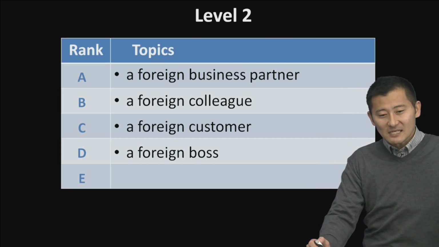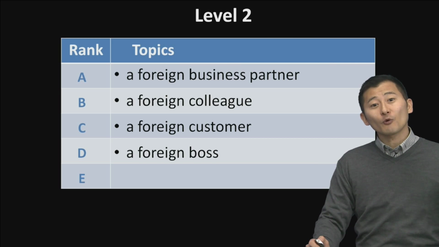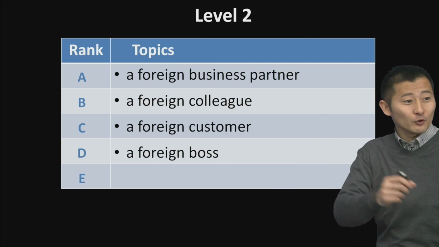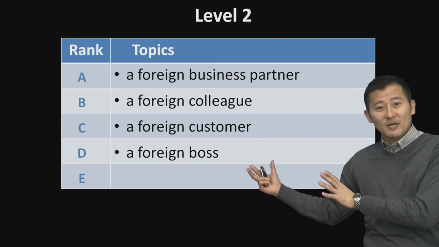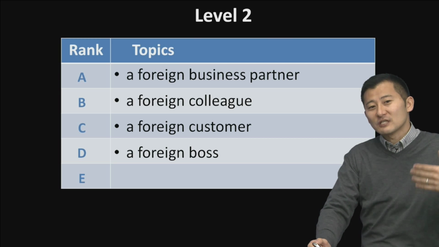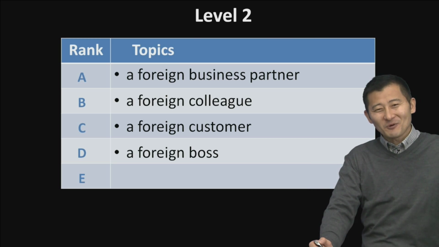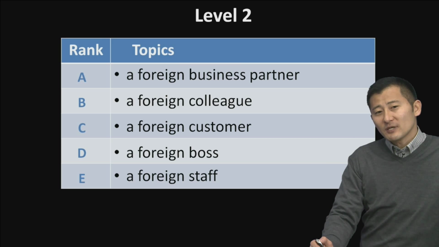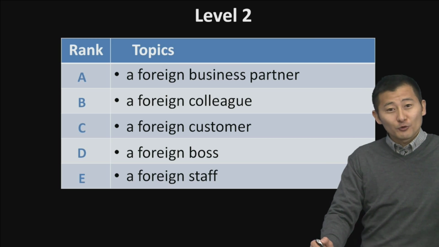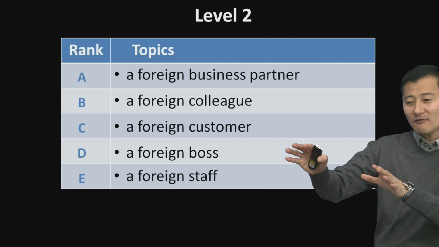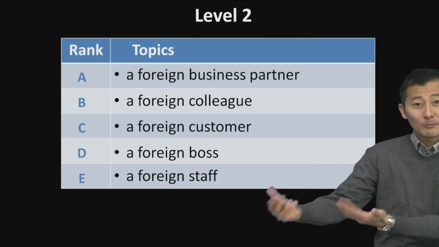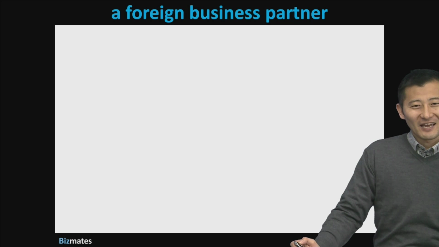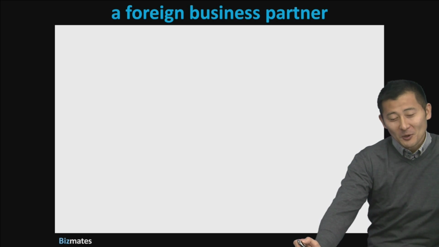In Rank D, we will learn how to communicate with a foreign boss. Imagine suddenly you have an American boss or a European boss or another boss from an Asian country. How do you deal with this? We'll learn this here. And in Rank E, how to communicate with foreign staff. So you're the manager and you have subordinates or staff reporting to you. How do you communicate with them? So let's look at some examples.